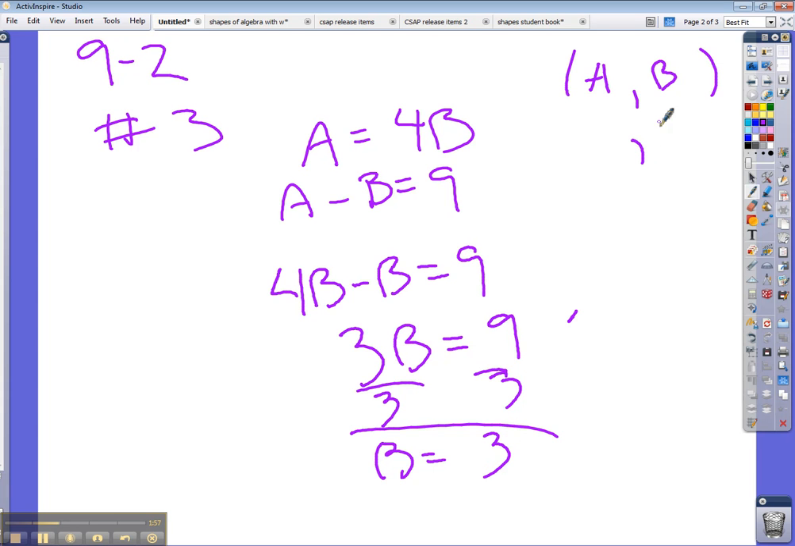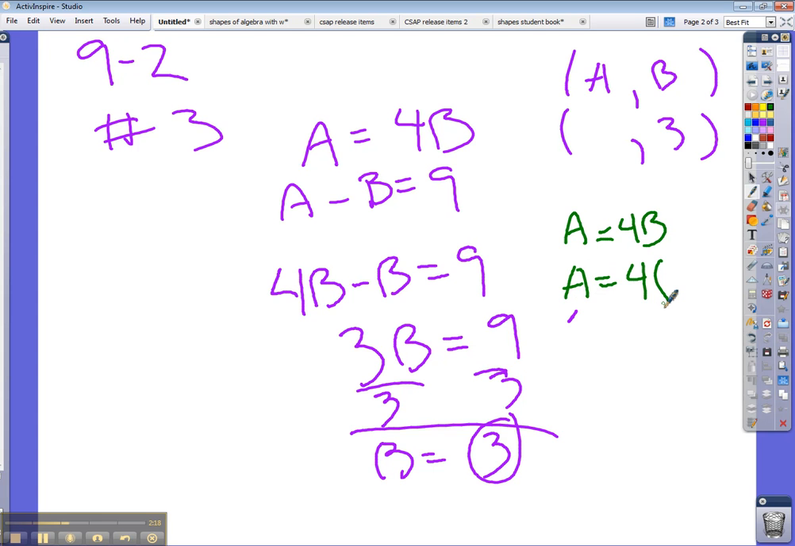So I can put that in my answer, but I don't have the a value yet. So I'm going to have to take this 3 and plug it in. It doesn't matter which equation I use. I'll get my a value. So I'm going to use this first one since it's easier, obviously. So a is equal to 4b. So then a is equal to 4 times, what's my b value? 3. So a is equal to 12. So my answer is 12, 3. That's it. That's all she wrote, folks.